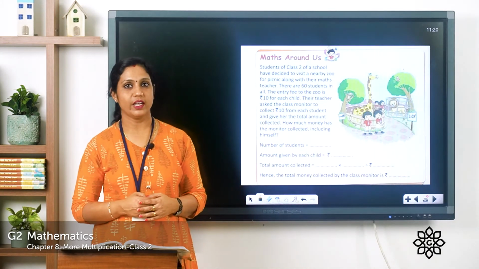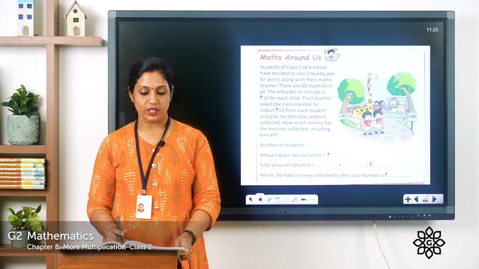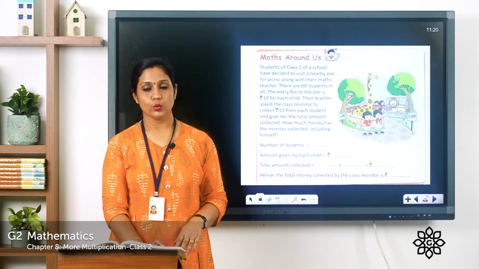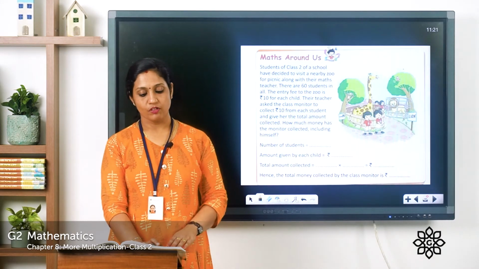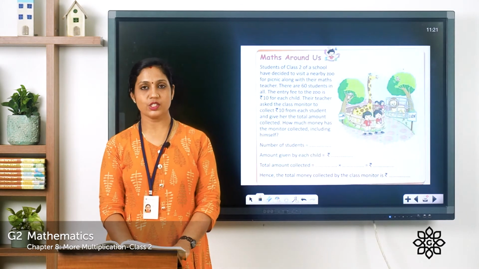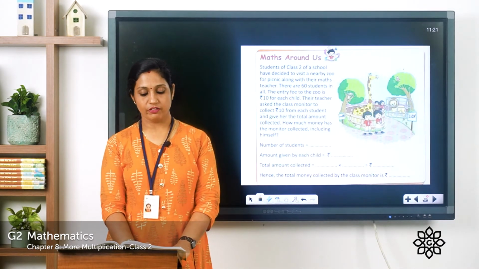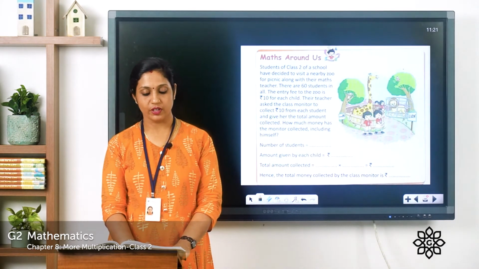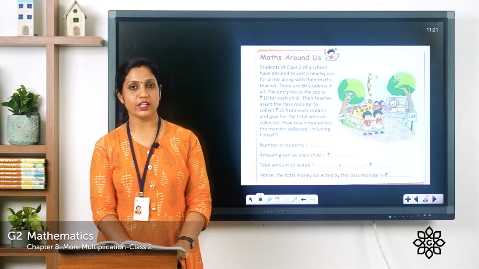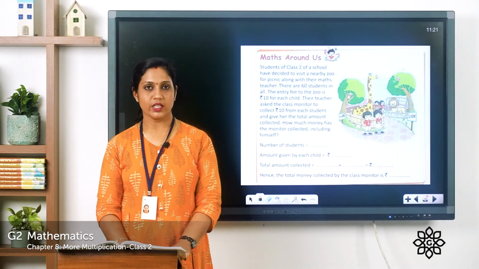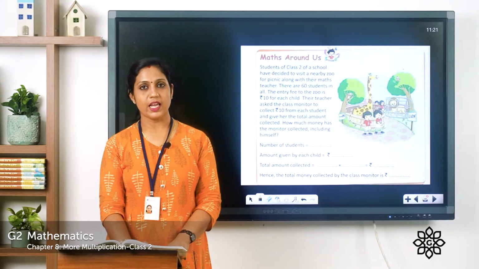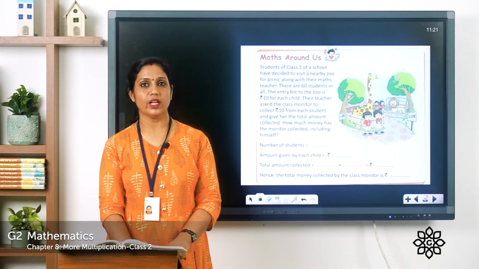Next we have Maths Around Us. Page number 118. Let's read it. Students of class 2 of a school have decided to visit a nearby zoo for a picnic along with their maths teacher. There are 60 students in all. The entry fee to the zoo is ₹10 for each child. Their teacher asked the class monitor to collect ₹10 from each student and give her the total amount collected. How much money has the monitor collected, including himself?